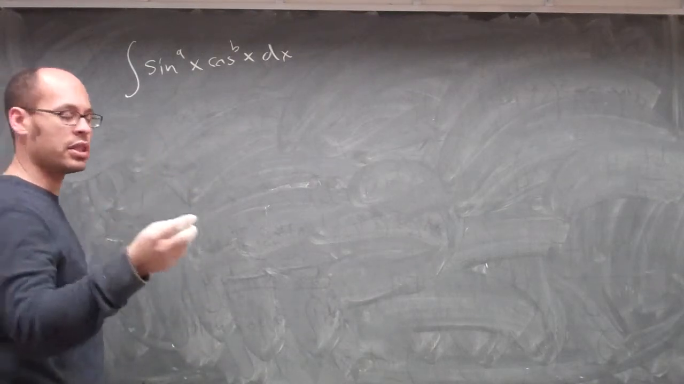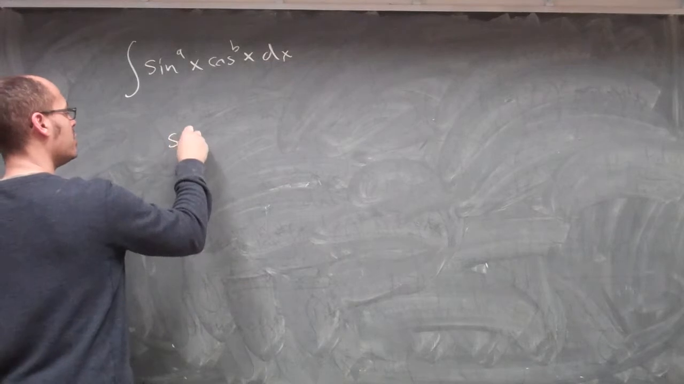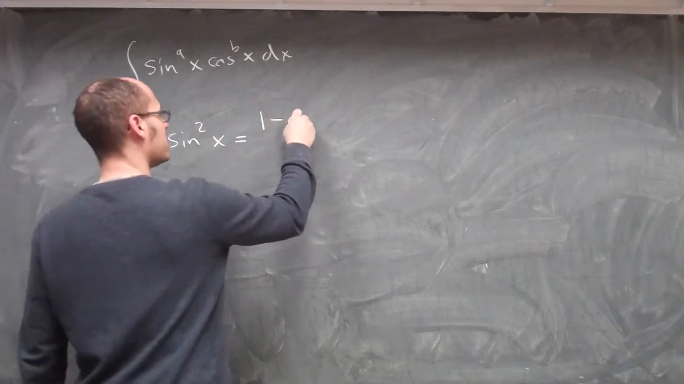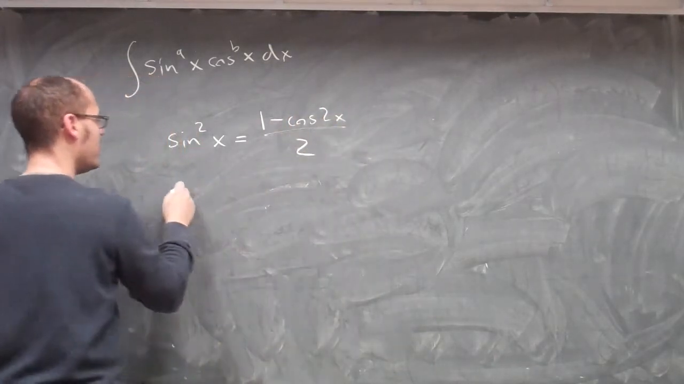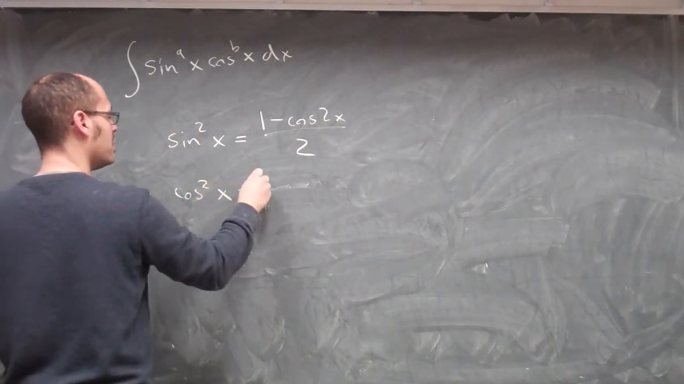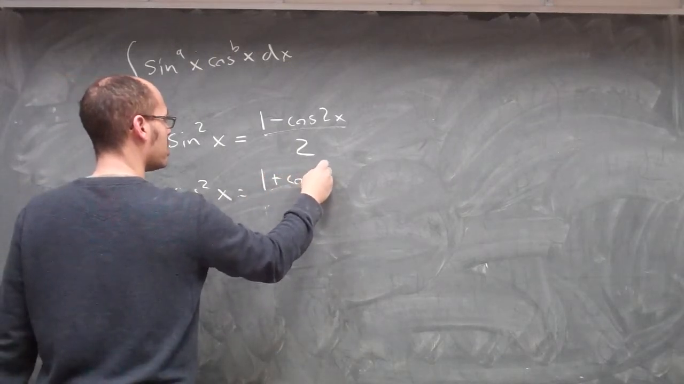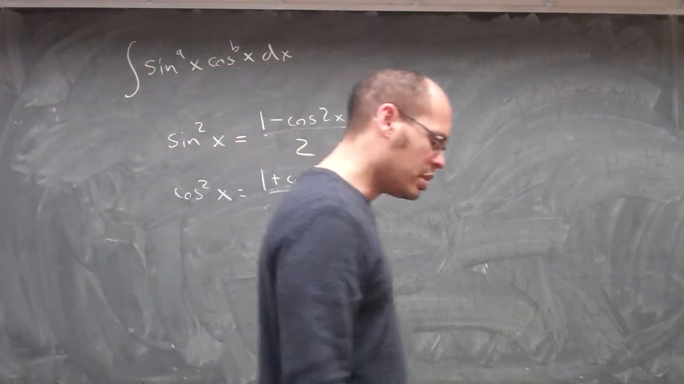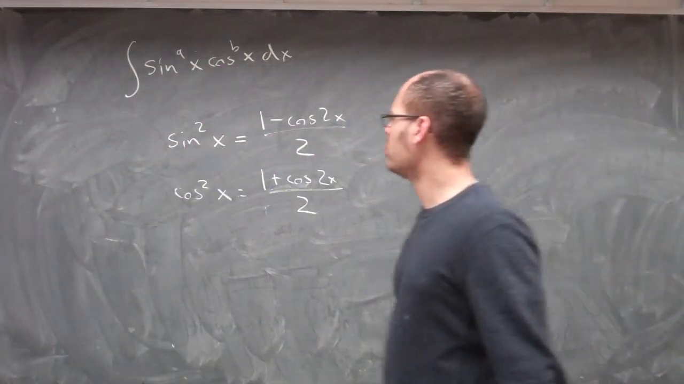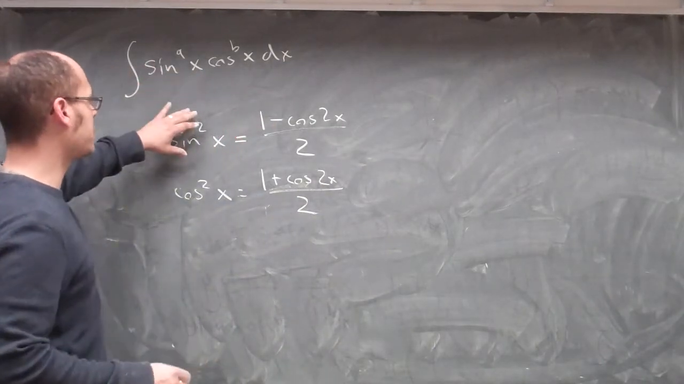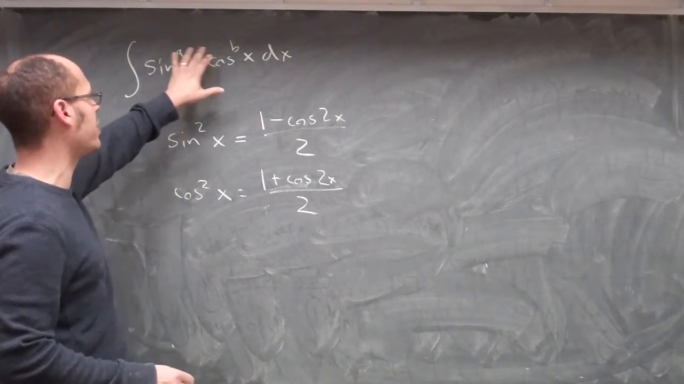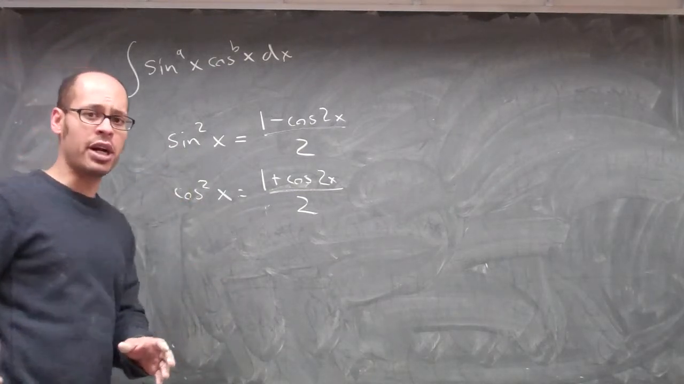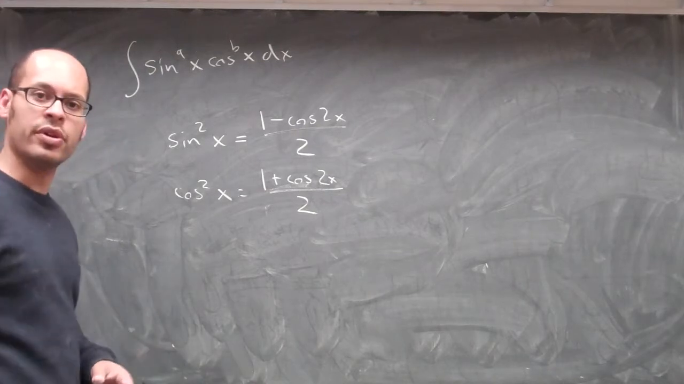But the other strategy is to use these very nice identities: sine squared is 1 minus the cosine of 2x over 2, and cosine squared is 1 plus the cosine of 2x over 2. What these let you do is basically cut down a and b by a factor of 2 by just changing your angle. Let me do it symbolically first, and then we'll do some examples.